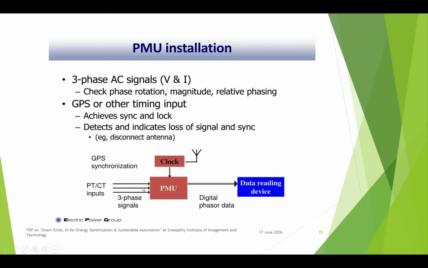Here at the input side, there are the three-phase signals, potential transformer or current transformer inputs. Then we get the digital or phasor data, and there's a readable device, a display unit. The parameter measurement can be displayed in this reading device. It is also synchronized with the GPS system, and you can also note the value using some GPS devices.